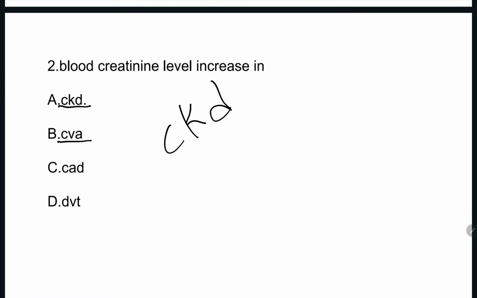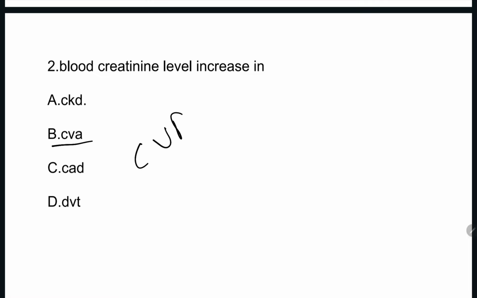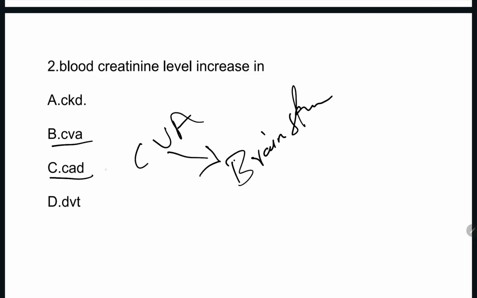Option B, CVA, coronary vascular. Option B is the cerebrovascular accidents, nothing but it is brain stroke. Okay, brain stroke. Option C, CAD, coronary artery disease, it is related to the heart.